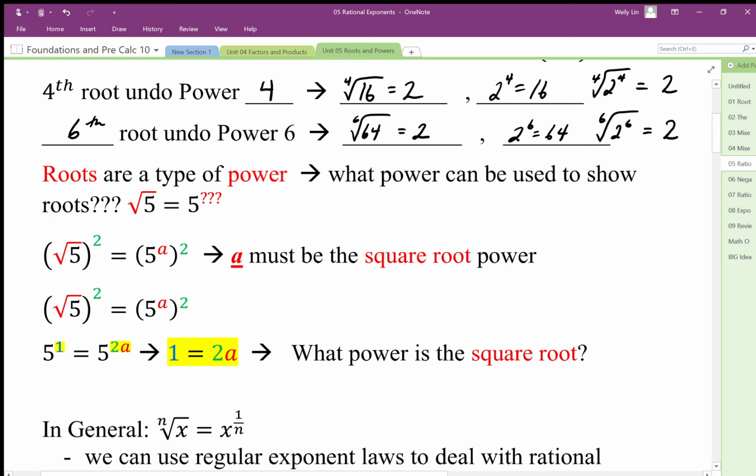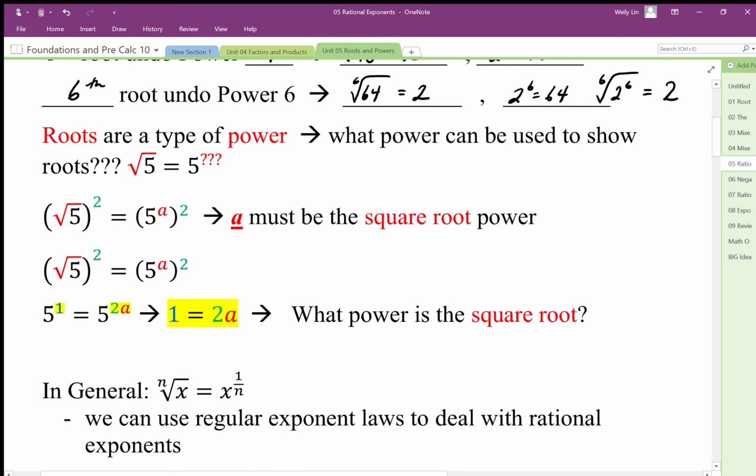And since these are equivalent expressions, we must be able to say that this power of 1 must be equal to 2 times the power that represents the square root, which is a. Remember that a up here must be the same as that square root. So what power is the square root? Well, algebraically, if these are equivalent, I can solve it. And I can say that a must be power 1/2. So power 1/2 is the same as square root.